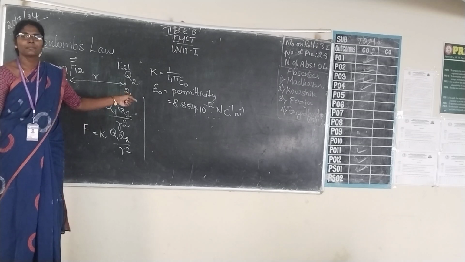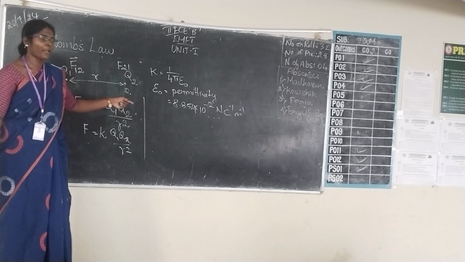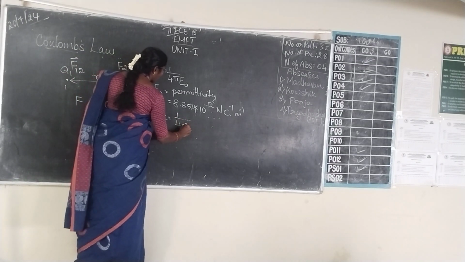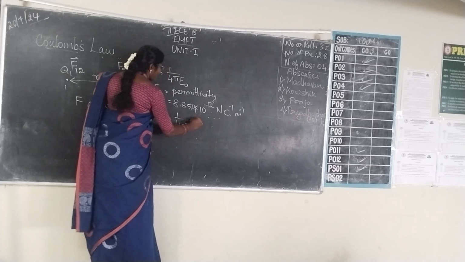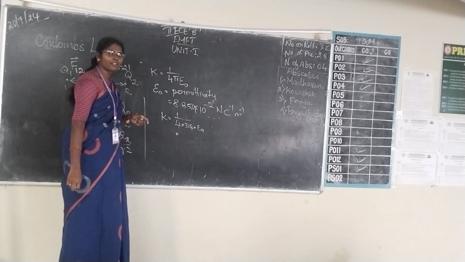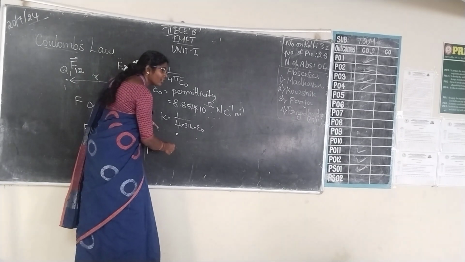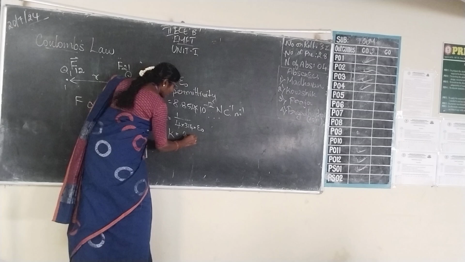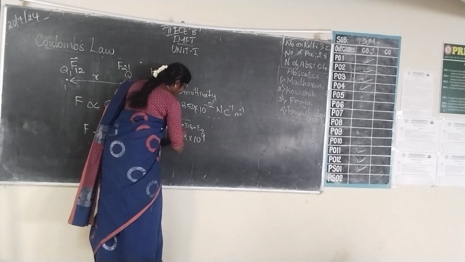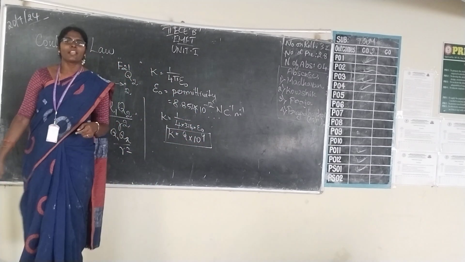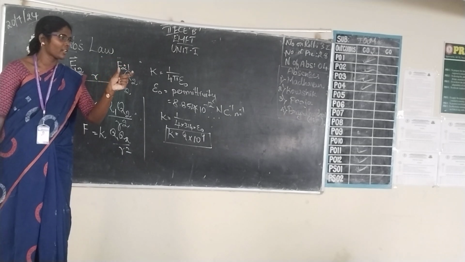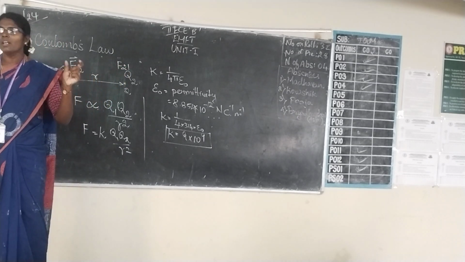What is the value for pi? 3.14. So when I substitute K is equal to 1 by 4 pi epsilon naught, with pi as 3.14 and the epsilon naught value, we will get K as 9 into 10 to the power 9. Clear? That is the proportionality constant. Its value is 9 into 10 to the power 9.